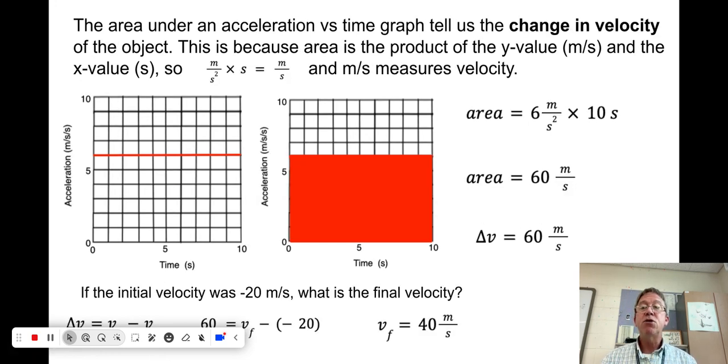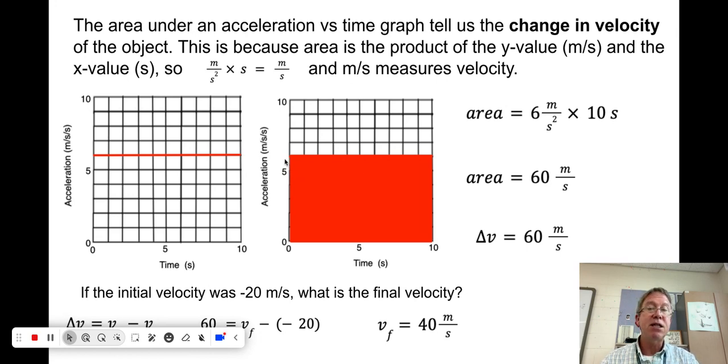Let's do it with an acceleration versus time graph. So now I've got meters per second squared, however we want to express that, times seconds. So meters per second squared times seconds, one of the seconds cancels out, leaving meters per second. So that's going to be a velocity value. But I've got to keep in mind that acceleration is defined to be the change in velocity over time. So when I solve for velocity, I'm really solving for the change in velocity, and that's going to be important, okay?